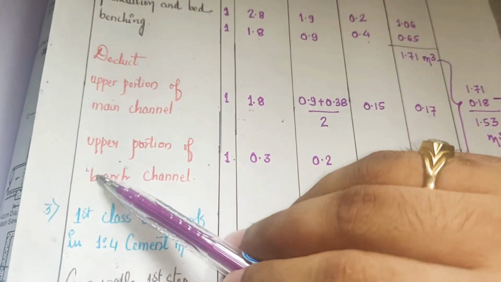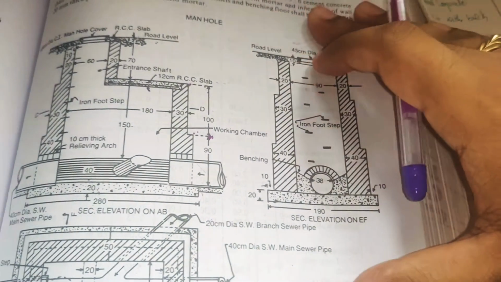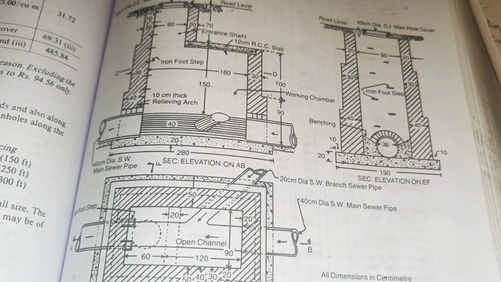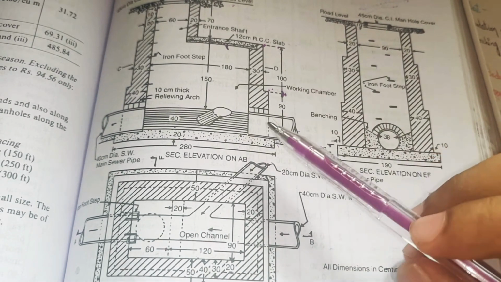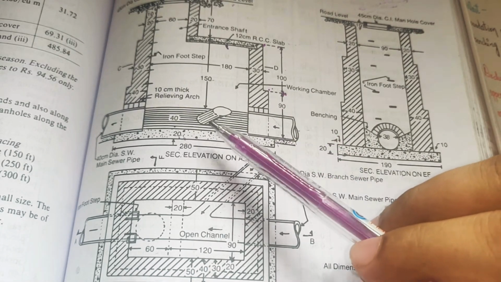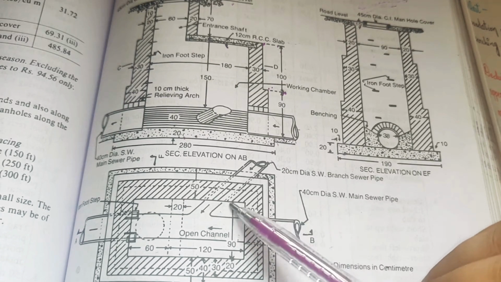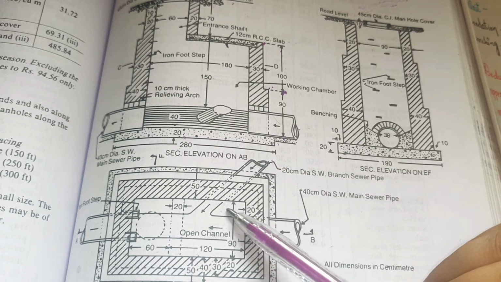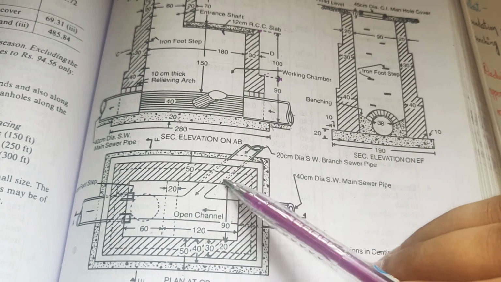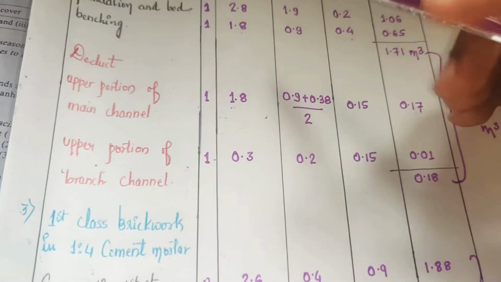Similarly, we will carry out deduction for the upper portion of the branch channel. So upper portion of the branch channel, you can see here. So the length is taken as 0.3. So 0.3 is nothing but the deduction over this length, which you can see here, which is 0.3 meters. So length of that is 30 centimeters. So 0.3 is the length.